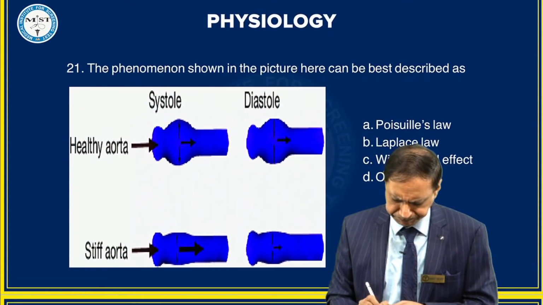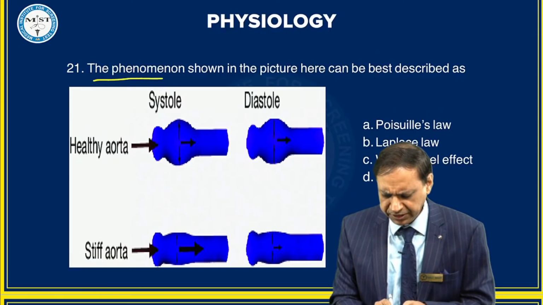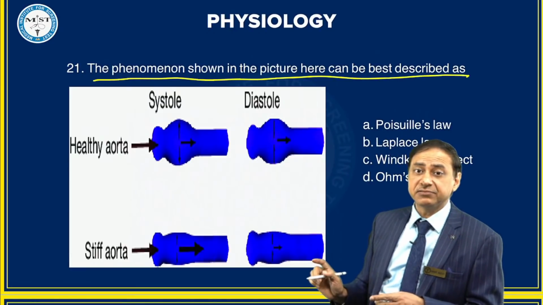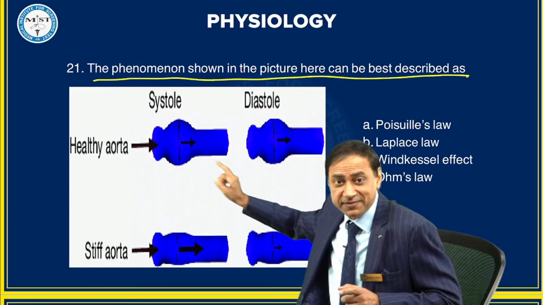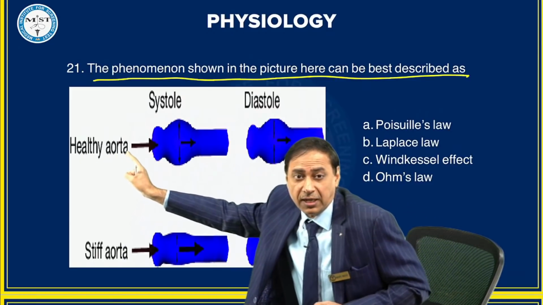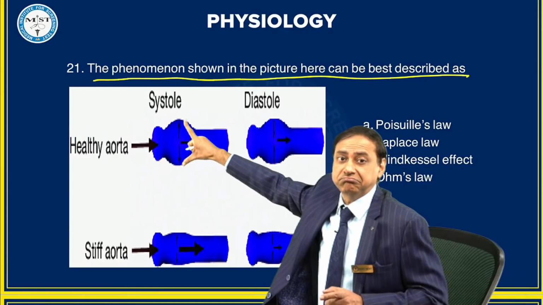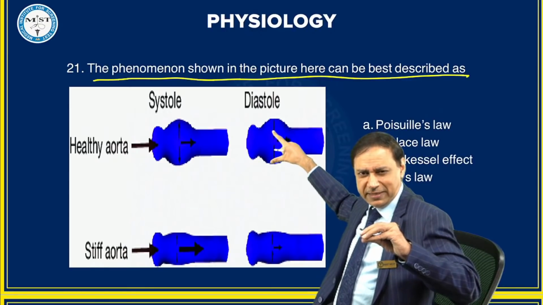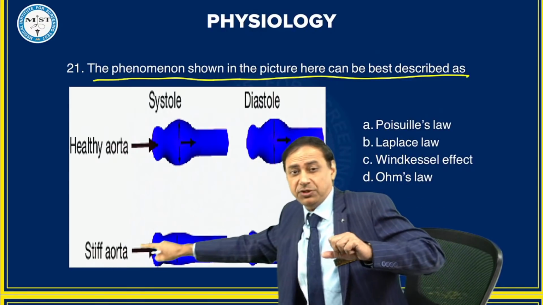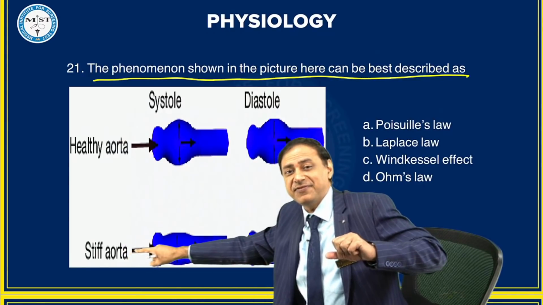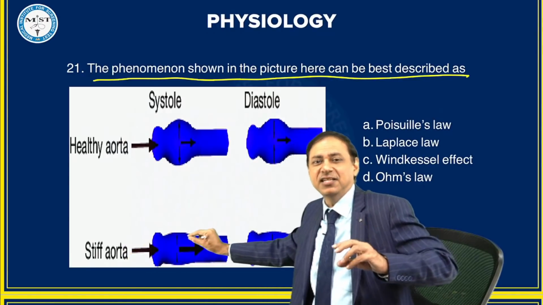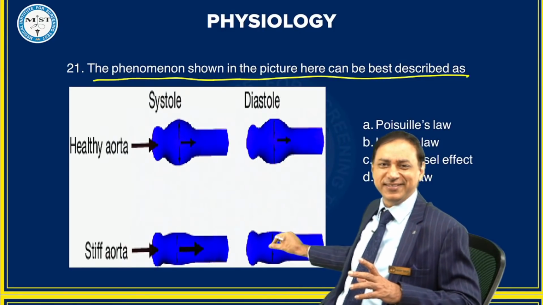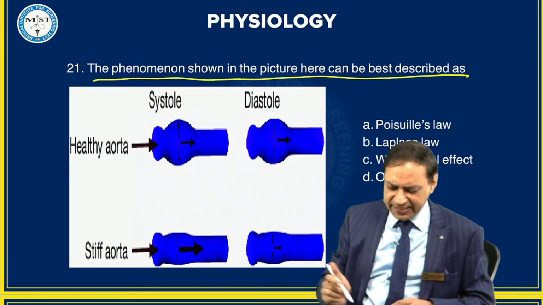Just see this picture. The phenomenon shown in the picture here can be best described as what? What is this phenomenon? Normal, healthy aorta: during systole, aorta expands. During diastole, it recoils back. But if the aorta becomes stiff, arteriosclerosis, maybe in old age, it will not expand during systole. It will not recoil during diastole. So what is this known as?